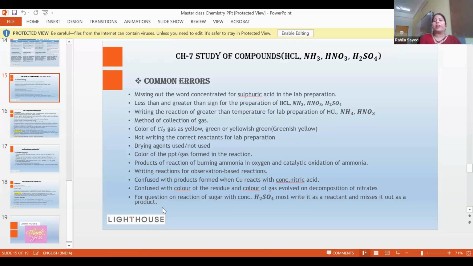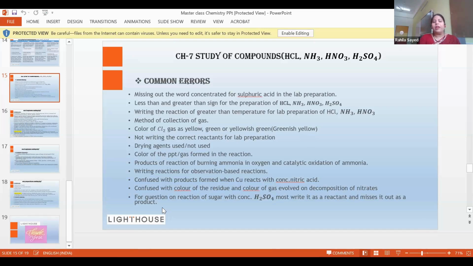Not writing the correct reactants for the lab preparations. Mention the correct reactants. Drying agents. Now, most of the time they ask you, what are the drying agents used and what are not used? You tend to get confused over here also. So you need to check what is asked, used or not used. Color of the gas formed in the reaction, products of reaction of burning ammonia in oxygen and catalytic oxidation of ammonia, the greenish yellow flame which you get. That is very important over here.